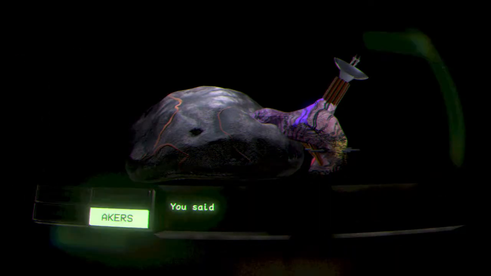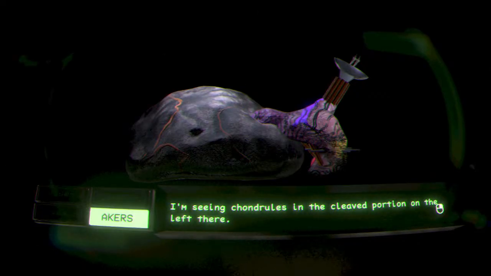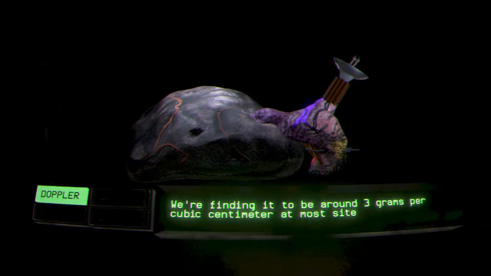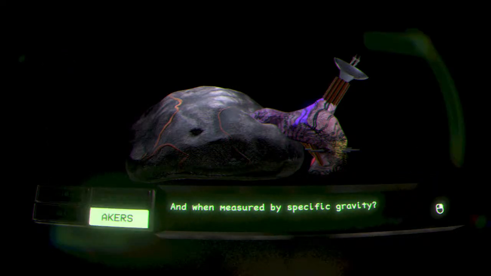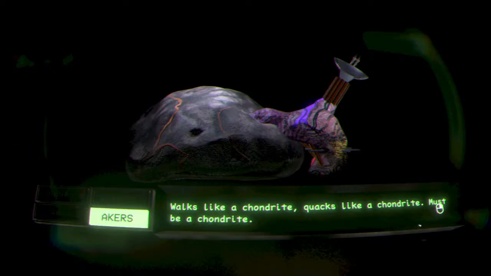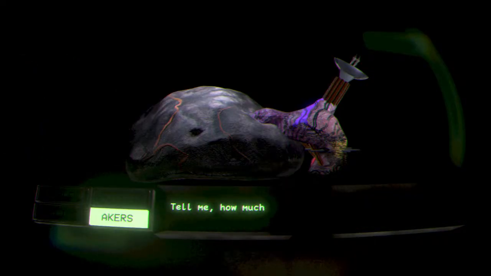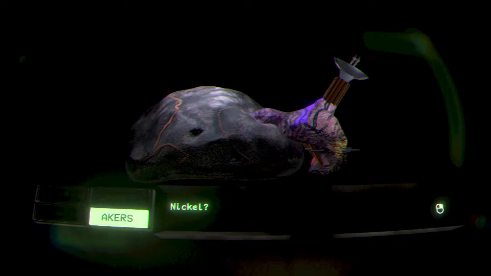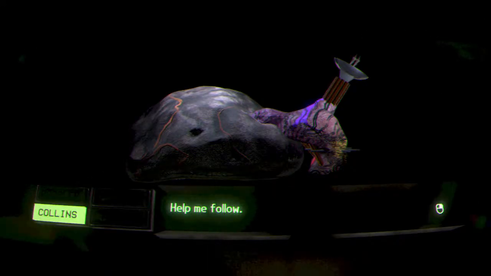Just imagine the applications. You said you're collecting samples. I'm seeing chondrules in the cleaved portion on the left there. How dense is this rock? We're finding it to be around 3 grams per cubic centimeter at most sites. And when measured by specific gravity, 3.12 from our best reading. Walks like a chondrite, quacks like a chondrite, must be a chondrite. Tell me, how much iron is baked into this beauty? Fairly low, it's pretty lightweight. Nickel? About the same. Help me follow.